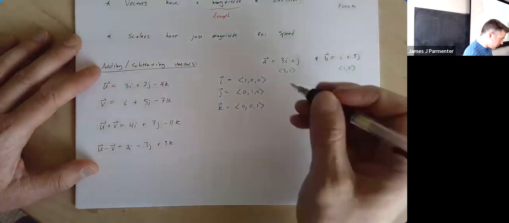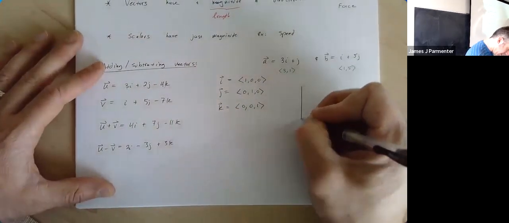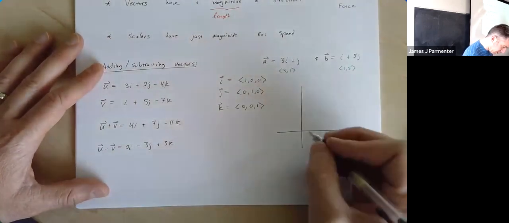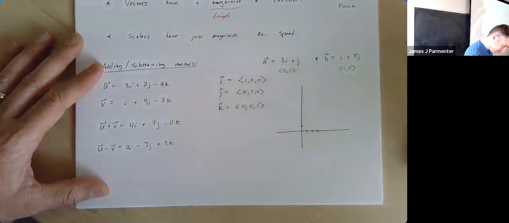When you add them, what we do is we add them head to tail. So if I'm going to graph the vector 3i plus j, I'm just going to go over 3 and up 1. So here's the vector A.